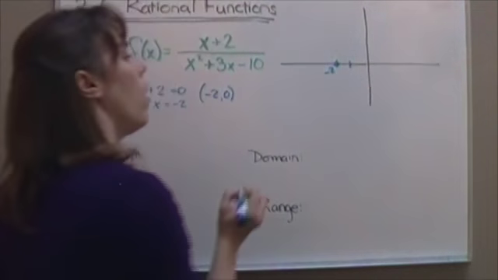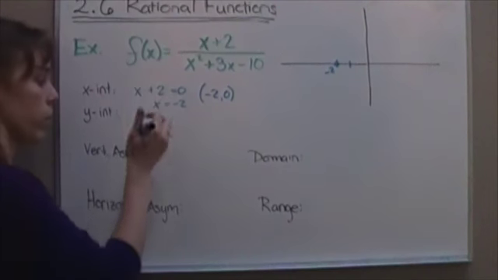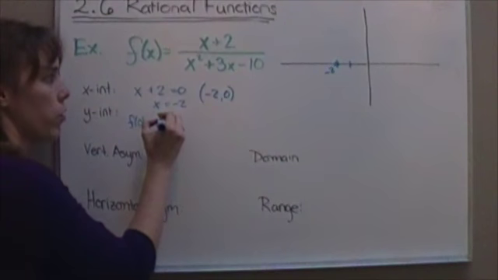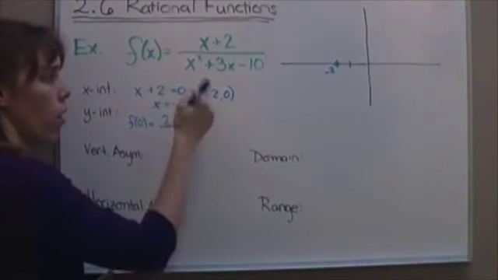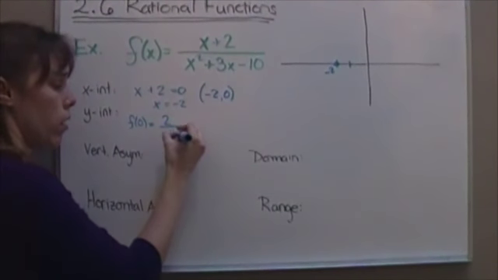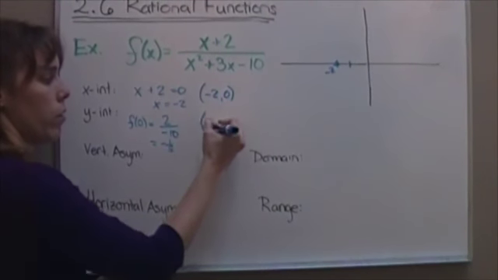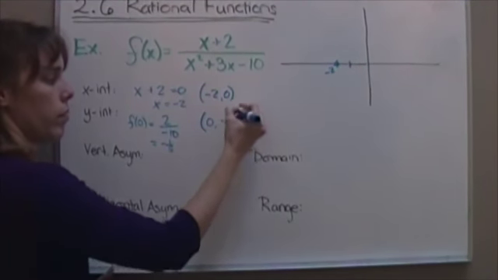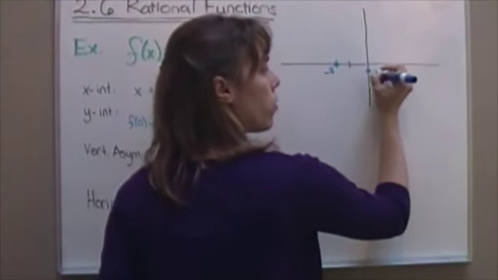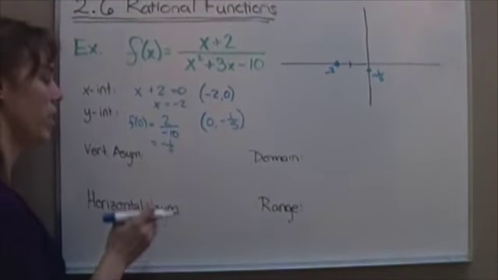Alright, my y-intercept happens when I let x equal 0. So f of 0 is equal to 0 plus 2, which is just 2, over 0 plus 0 minus 10, so that's just negative 1/5. So I have 0, negative 1/5. Would be down here-ish. Is this beautiful? No. I'm okay with that.